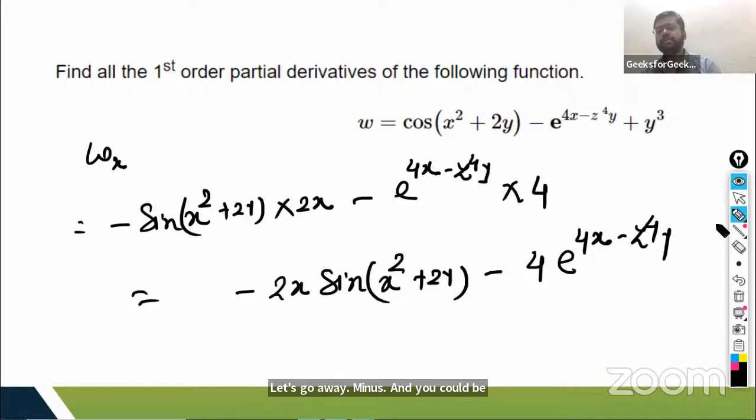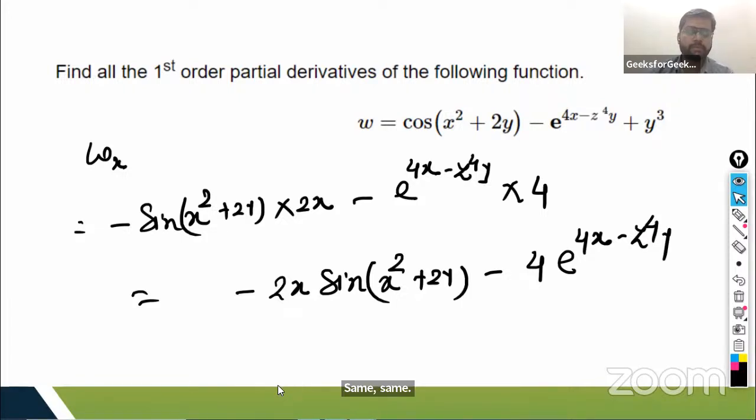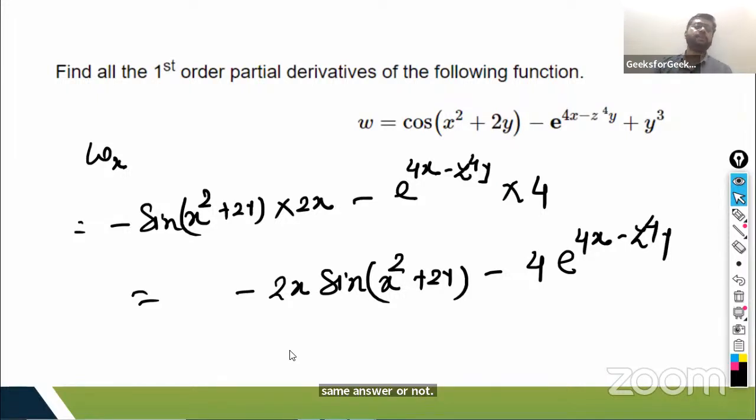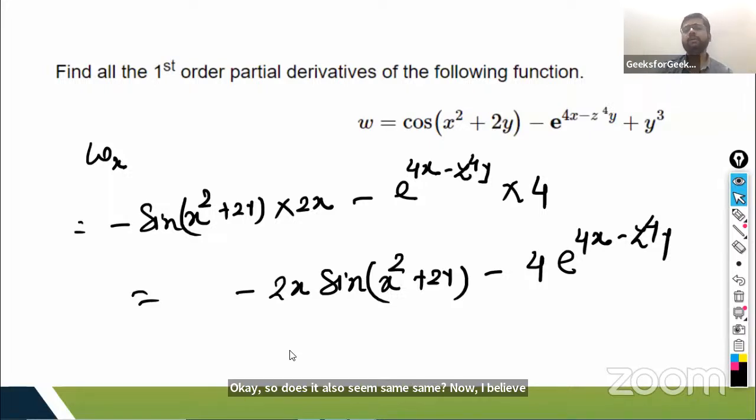How many of you have got the correct answer? How many of you have got the answer like this? Same. Karthik is saying same. Pratyush, please let me know. Lalit is saying same. Pratyush, same. Other people, please let me know if you are getting the same answer or not. Suraj is also saying same. I believe Abhinav, Varun, they all are getting the same answer. Shubham also getting the same answer. So I believe you are getting command of this. Hussein is also getting the same answer.